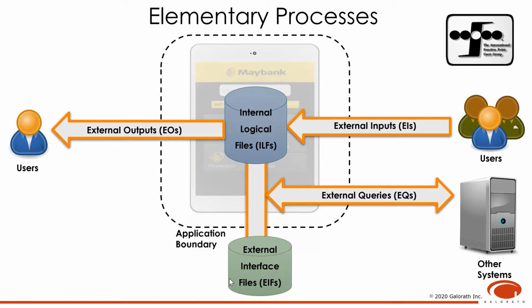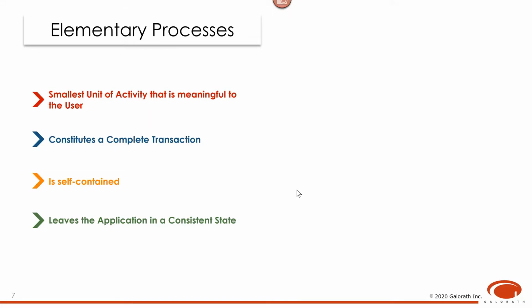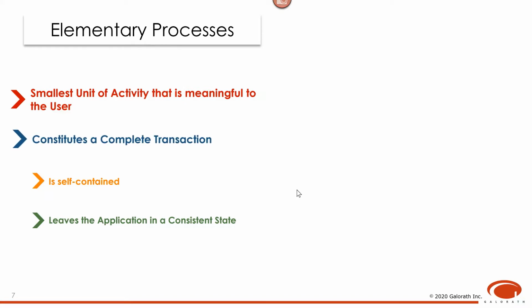Now, let's take a look at some rules that should be applied when identifying all of these subcomponents. In function points, all of these components are actually called elementary processes. An elementary process is the smallest unit of activity that is meaningful to the user. This means that an elementary process is recognizable by the user and satisfies a user requirement. In addition, an elementary process constitutes a complete transaction, meaning that no more processing is required before or after the elementary process has been completed.